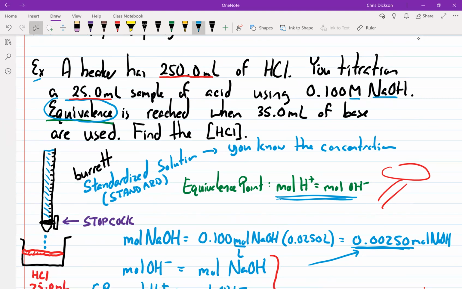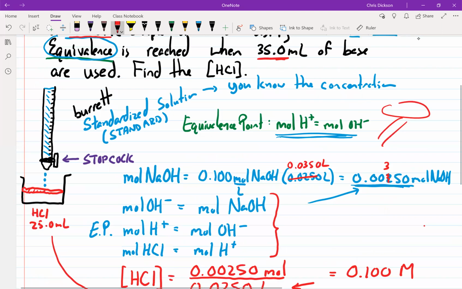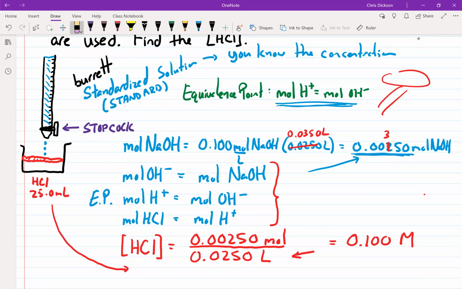So base. We used 35 mL of base. So here, this should have been 0.0350 liters, which means that should have been a 3 there. And as we go through the work, this down here would have been a 3 right here. So we work that out again. 0.0035 divided by 0.025 is equal to 0.140.